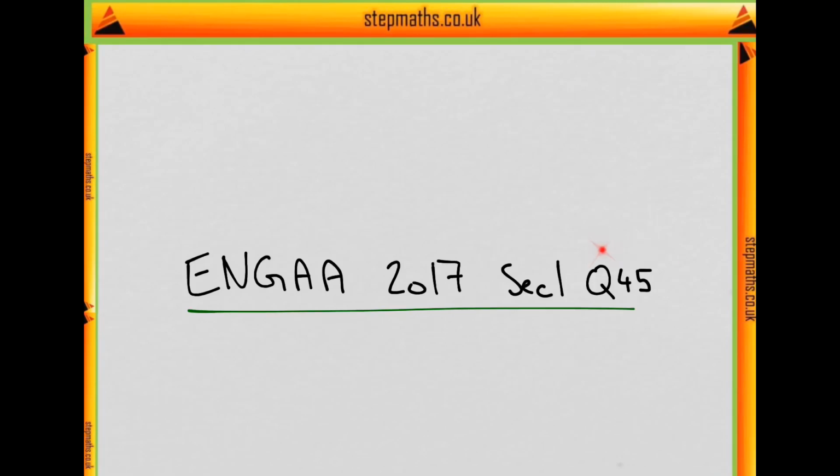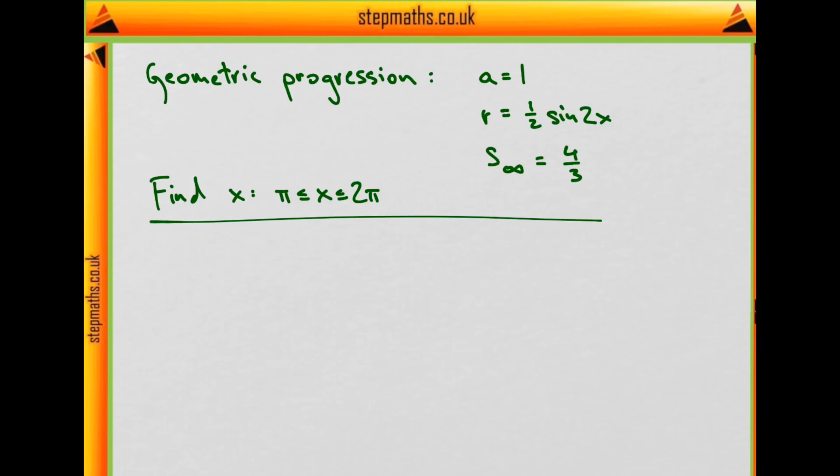In this video, we'll look at question 45 from the 2017 exam. In this question, we have a geometric progression whose first term equals 1, and the common ratio of the terms is half sine 2x for some x, so that the sum of all the terms is 4/3. And we are supposed to find such an x which will satisfy this condition in the interval from pi to 2 pi.